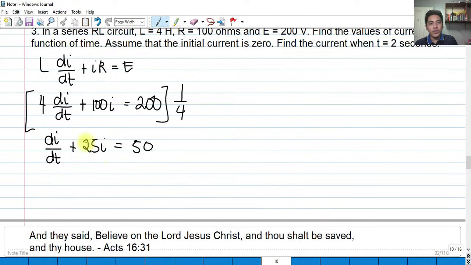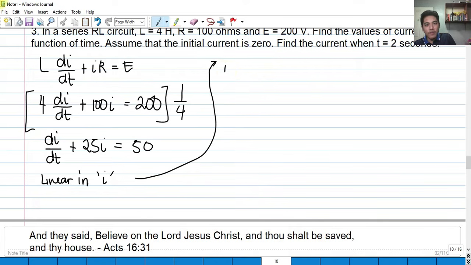Okay? So we can also solve this using variable separable, just like what I did a while ago. We can also solve this as linear, but I'm going to show you the linear. So this is already linear in i. If that is linear in i, we can solve it using the formula i times e raised to the integral of p(x), which is 25 dt, is equal to the integral of q(x), which is 50, times e raised to the integral of the same, this one.